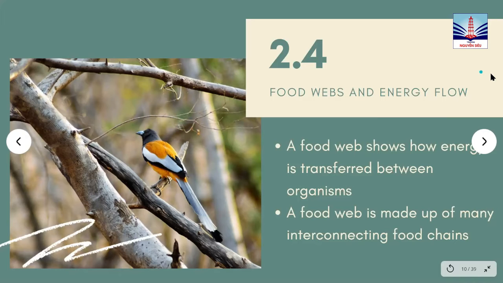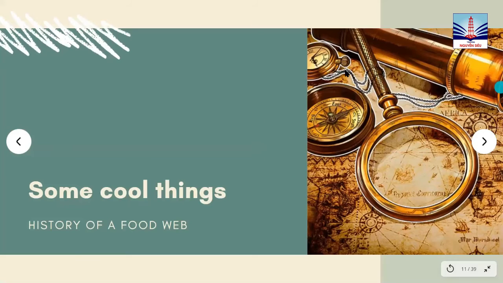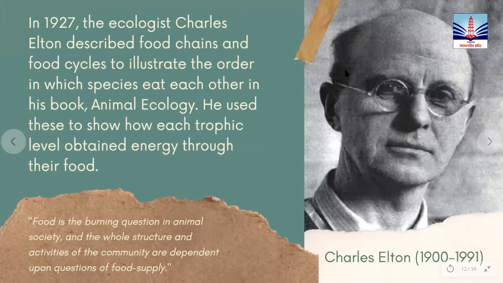Okay, so the history of the food web. In 1927, the ecologist Charles Elton described the food chains as a food cycle to illustrate the order in which species eat each other in his book, Animal Ecology, and he also introduces the food web in his book too. He was born in the 1900s and he died in 1991, which is a sad fact.